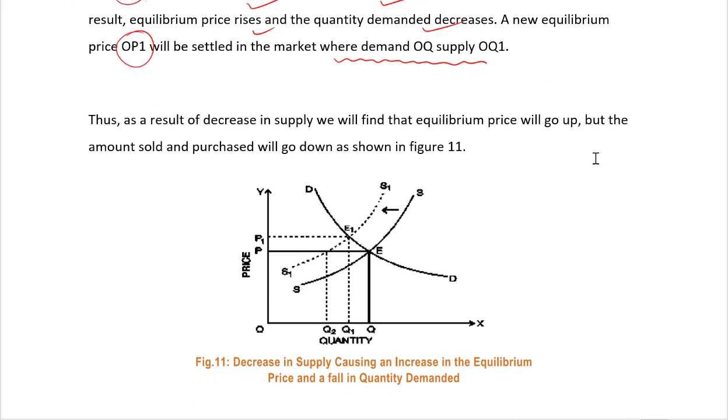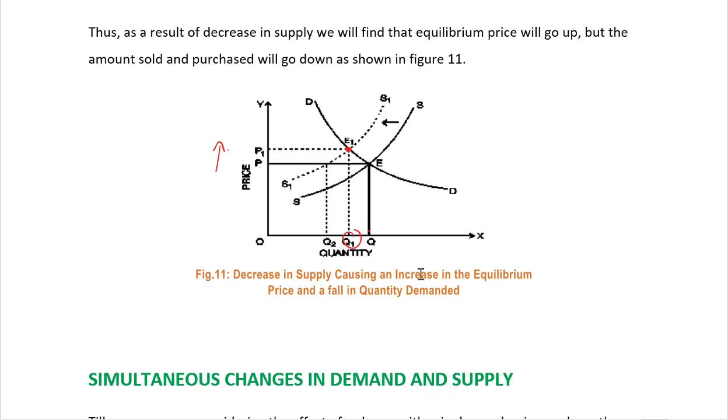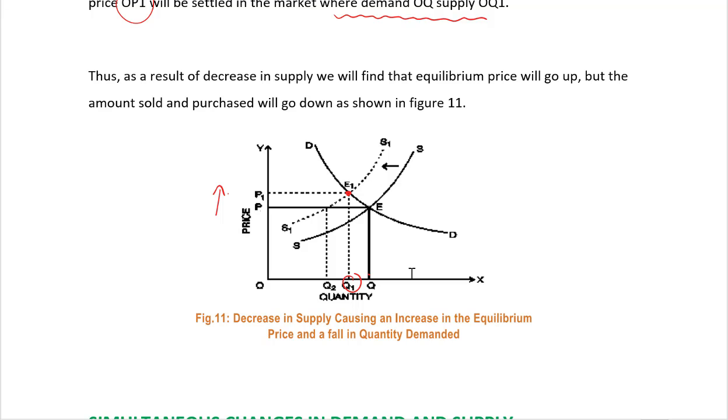See over here, there is a decrease in supply. Because there is a decrease in supply, the demand remains the same. The price of the product increases from OP to OP1. Because the price of the product increases, there is a considerable decrease in demand. So the demand changes, and over here, this is the final point where the demand and supply cut together, that is the equilibrium quantity OQ1. Thus, as a result of decrease in the supply, we find that equilibrium price will go up, but the amount sold and purchased will go down.